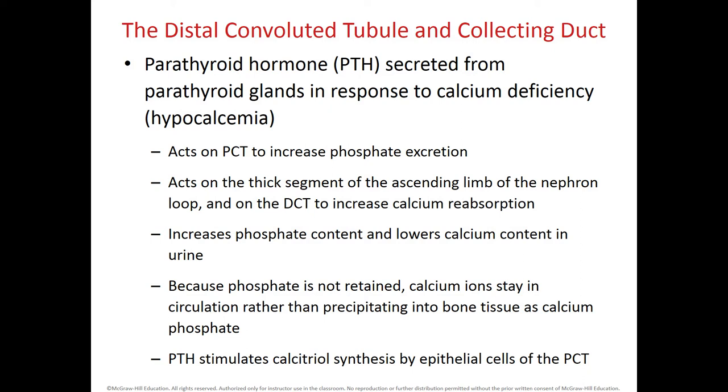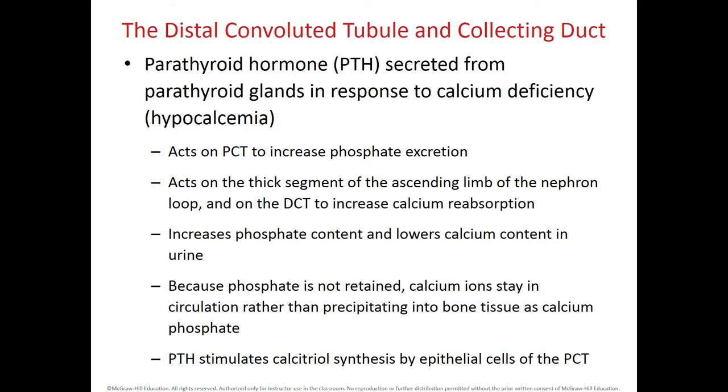Now, PTH also influences the presence of certain ions within the urine. So PTH, or parathyroid hormone, is secreted by the parathyroid glands, just posterior to your thyroid gland, which is located in the neck. And this PTH will be released when you have hypocalcemia.